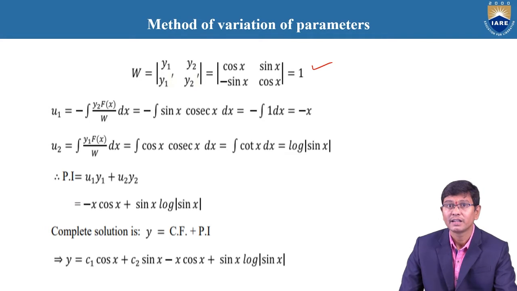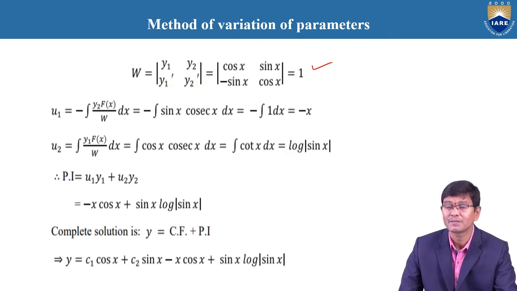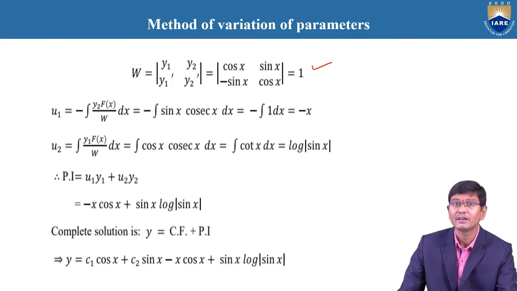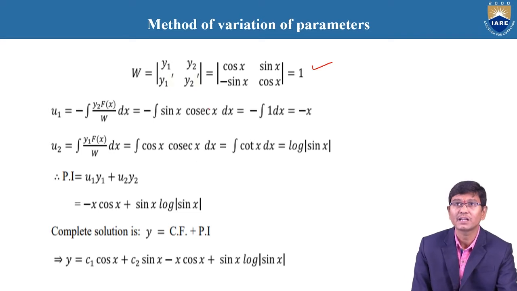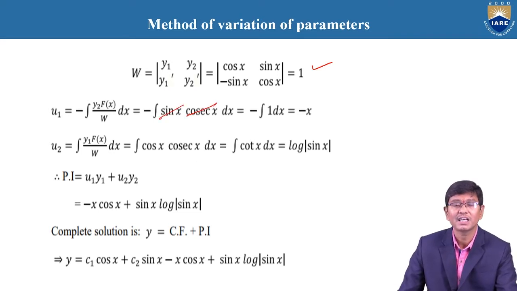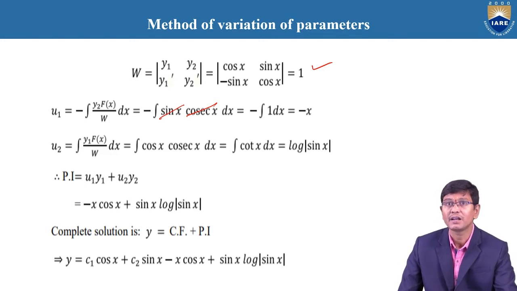Comparing with the given differential equation, f of x is cosecant x. In the denominator, the Wronskian value is 1. Therefore, the negative of the integration of sin x into cosecant x into dx; sin x and cosecant x cancel. The remaining part is minus the integration of 1 into dx. The value here, u1, is equal to minus x after integration.